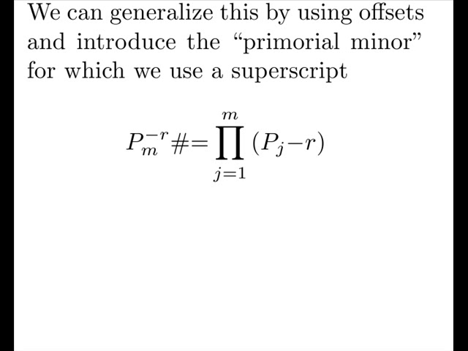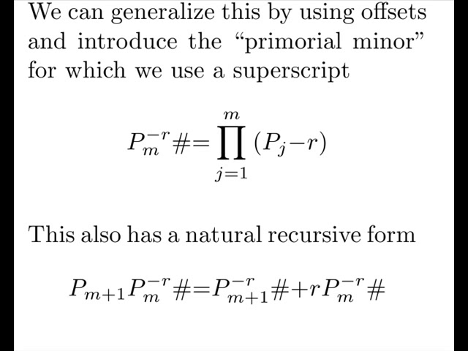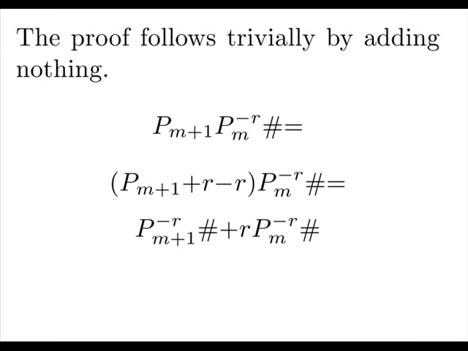We can generalize this by using offsets and introduce the primorial minor, for which we use a minus superscript. That is, we subtract r from every prime before we multiply it. This also has a natural recursive form, though not as attractive. And notice it draws down the offset into the algebraic form. The proof follows trivially by adding nothing. It's a common trick. You see in the middle step we've done that.